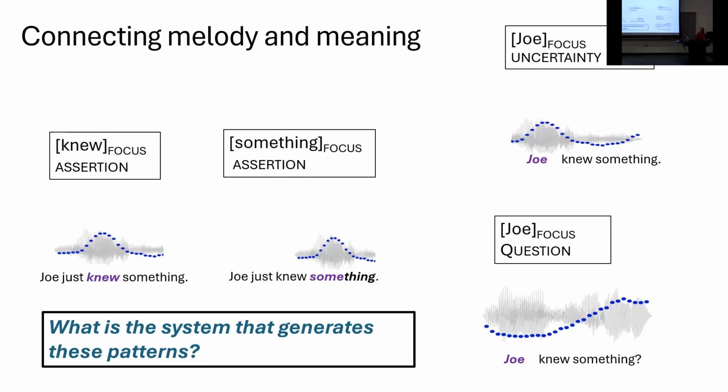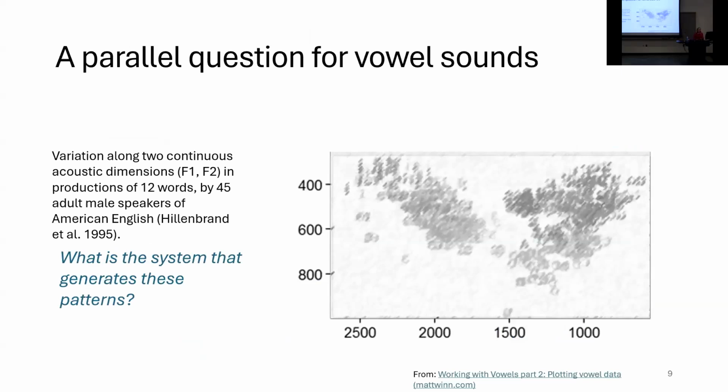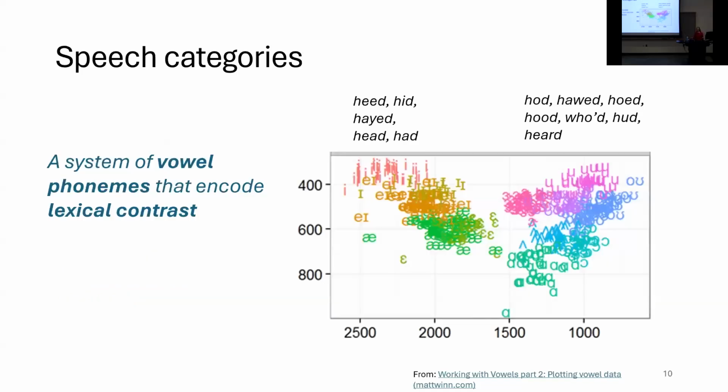What is that system? And we can put this in perspective with other aspects of speech. So we can take, for example, 12 vowels spoken by 45 speakers and plot their spectral properties in 2 dimensions. And we can ask, what's the system that generates this pattern of speech sounds? And the answer to that question is, it's a system of vowel phonemes that encode lexical contrast. That's how we can understand the distribution of these different speech events in this 2-dimensional phonetic space. Not to say there's other additional acoustic dimensions, but just to say that that's the kind of question that I'm asking in a sense.